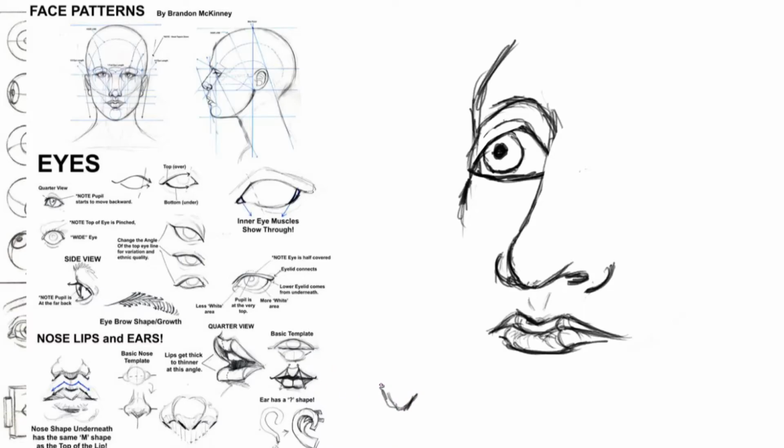Again, if we're drawing from the front, top lip, usually narrow. Bottom lip, usually where all the body is. When you look at most people, the bottom lip's going to have more weight to it than the top lip will.